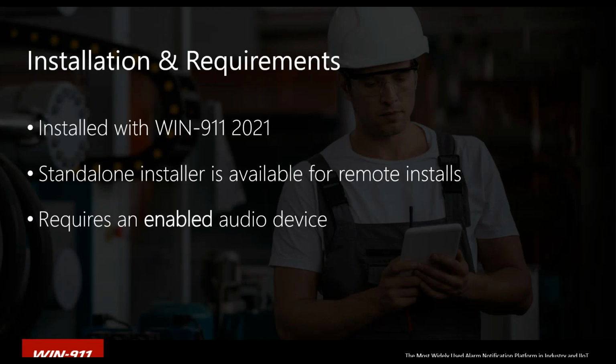Just a few notes about it. It is installed with 2021, so when you install Win-911, it's automatically there. You can run it on remote machines over the network. So because of that, we've created a standalone installer for the announcer, so you can install it on other systems. And of course, because it's an announcer and it announces things over an audio device, it has to have an audio device on the machine when you install it.